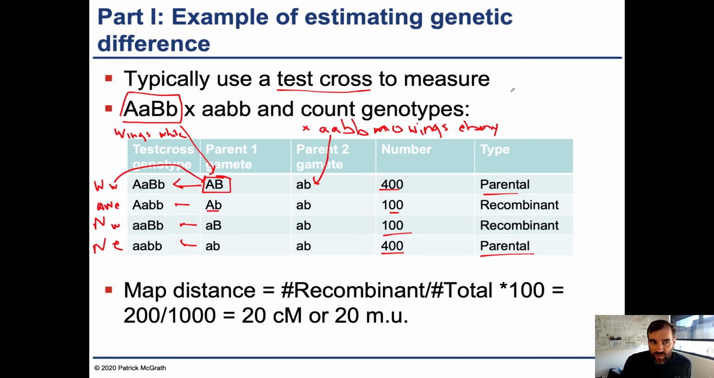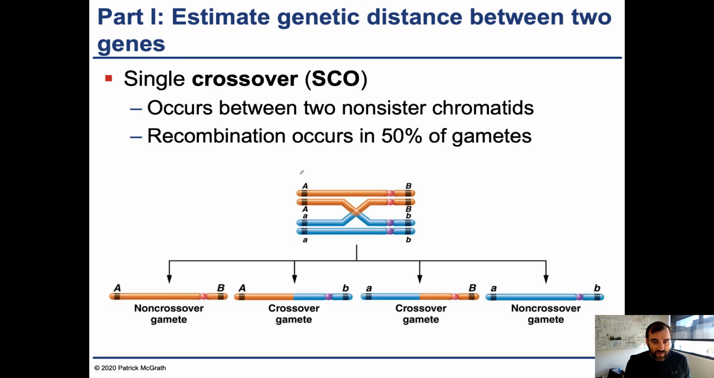And so the genotype of this fly can be rewritten as big A, big B over little a, little b, just to indicate the parental combination. And now we add up how many recombinant gametes there are. There's 200 divided by 1,000, and so the map distance is 20 centimorgan. So always connect the map distance with the recombinant gametes that are produced, the ratio of recombinant gametes that are produced.